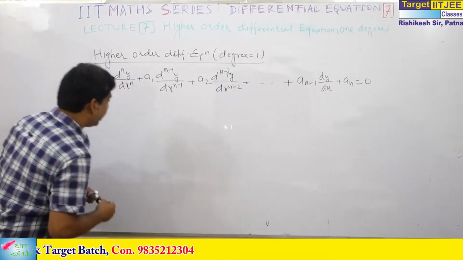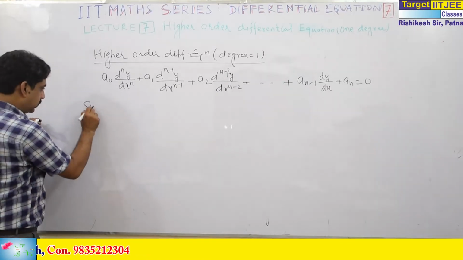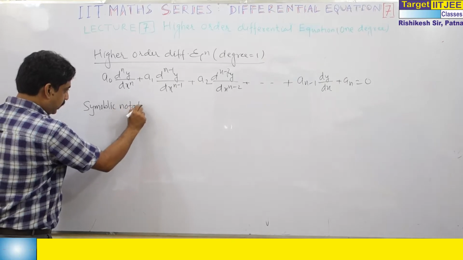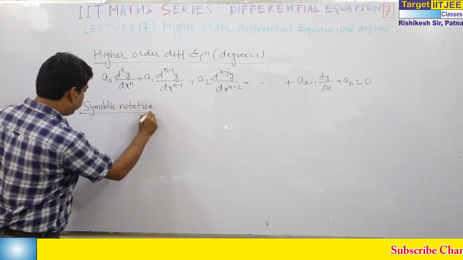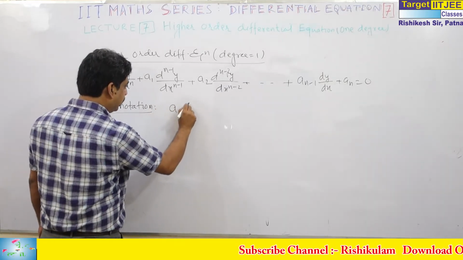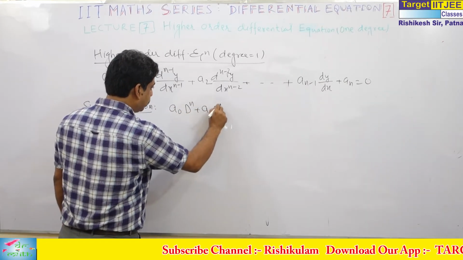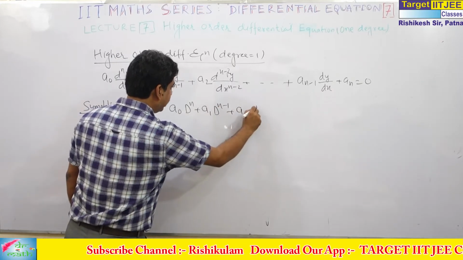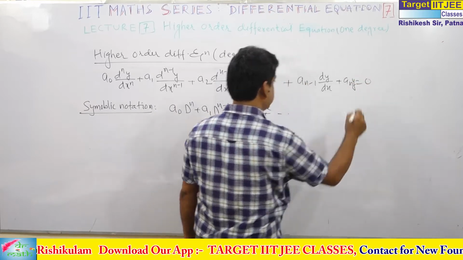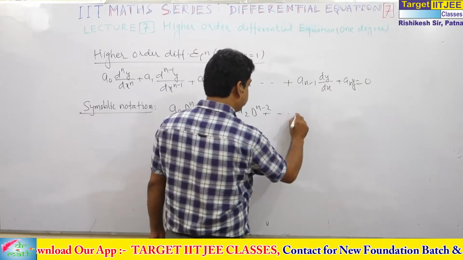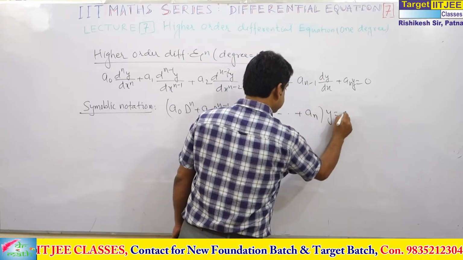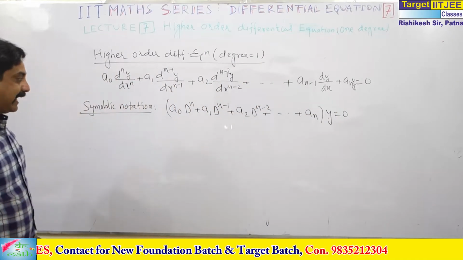See the symbolic notation. This is very frequent. This is actually a0 D^n plus a1 D^(n-1) plus a2 D^(n-2), acting on y. There must be y here, likewise an y.